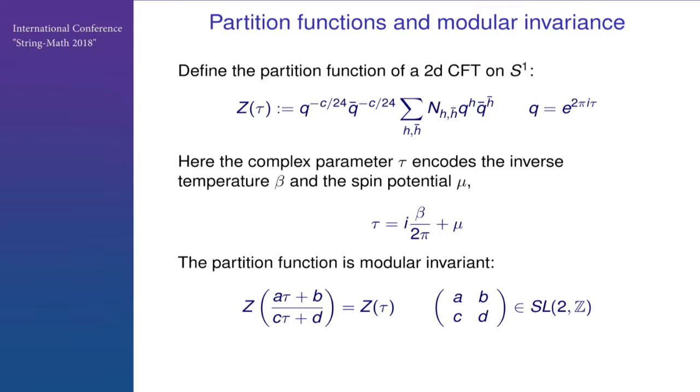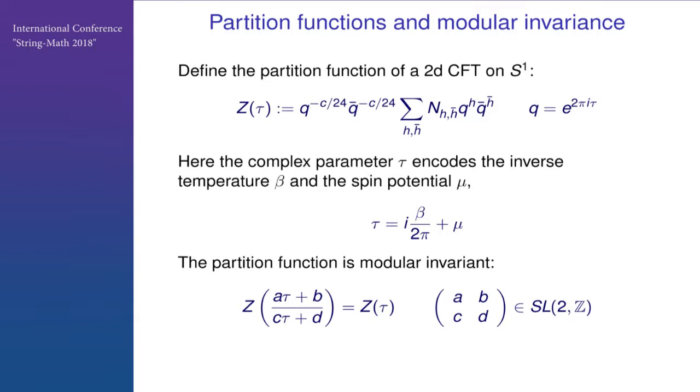Just to get it out of the way, even though we won't mention it too much explicitly, at the back of everything we're doing is modular invariance. Modular invariance is going to be the central tool of all our constructions. As you probably all know, if you write down the partition function of a 2D CFT, using this convention, tau is a complex parameter in the upper half plane, where physically you can think of the imaginary part as roughly the inverse temperature beta, and the real part roughly as a spin potential.